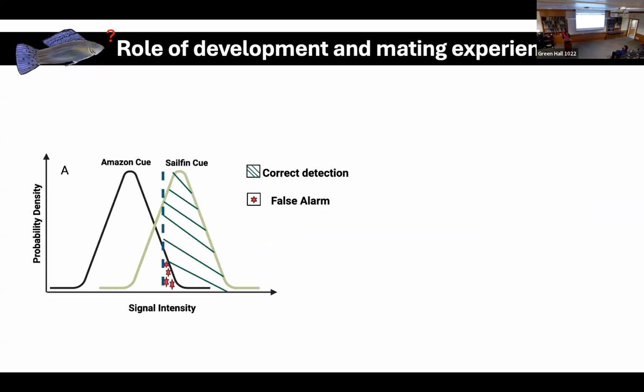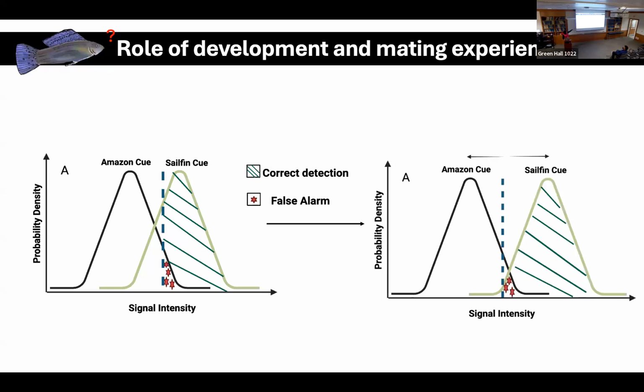So speaking of the role of development and mating experience, and calling back to signal detection theory, these probability density functions, this overlap, it's possible that the development and mating experience actually determine what these distributions look like for the male. So maybe if you had more information from the get-go, these distributions wouldn't have such a large region of overlap.